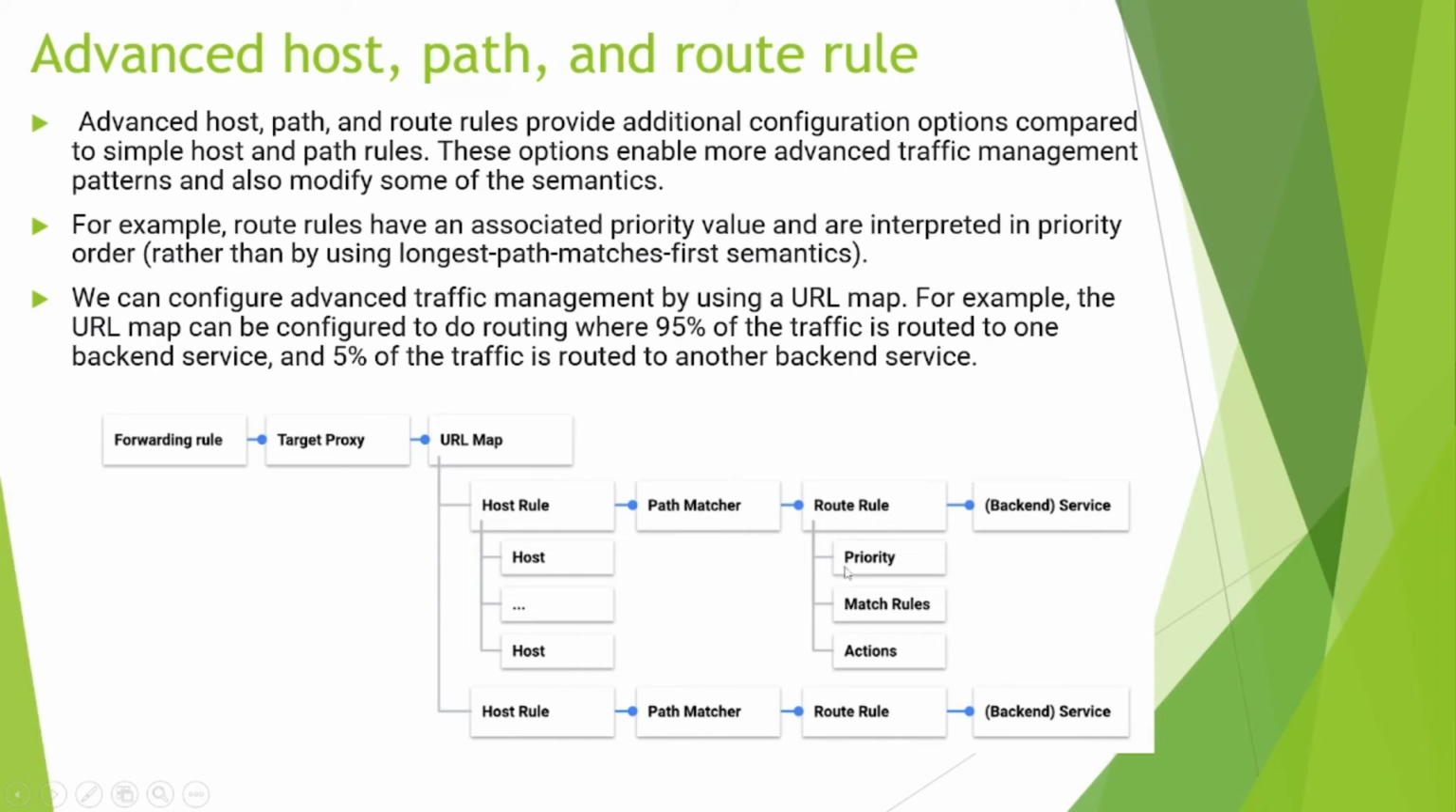So route has also multiple things like priority, which priority we are using, like high priority or low priority. Then match rules. Inside we can create multiple match rules. Action. We can also create actions. Then it will forward to our backend service.